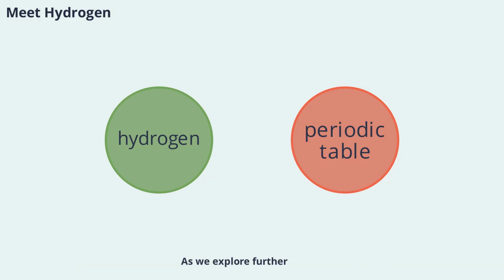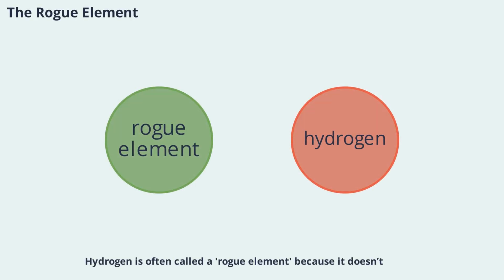As we explore further, you'll see why hydrogen is so important in chemistry and beyond. Hydrogen is often called a rogue element because it doesn't fit neatly into any one group on the periodic table. While it sits above group 1, the alkali metals, its properties are quite different. Hydrogen can act like an alkali metal by losing an electron, but it can also gain an electron like the halogens. This dual behavior makes hydrogen unique and sometimes unpredictable, earning it the nickname rogue. Its versatility is one reason why hydrogen plays so many roles in chemistry.